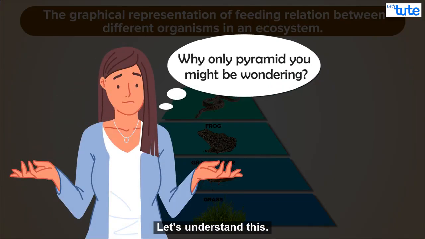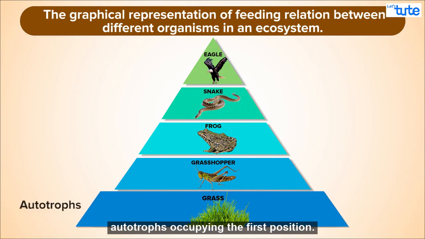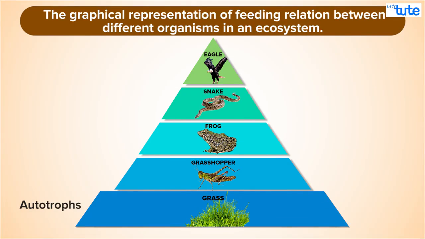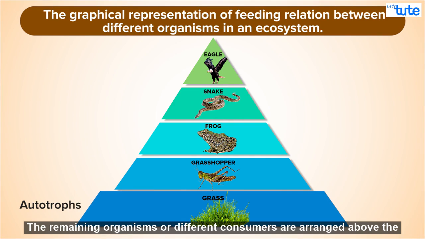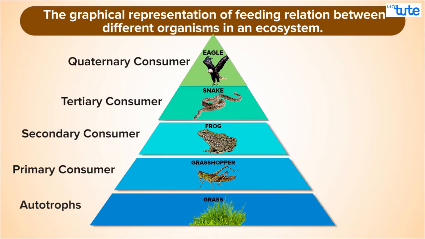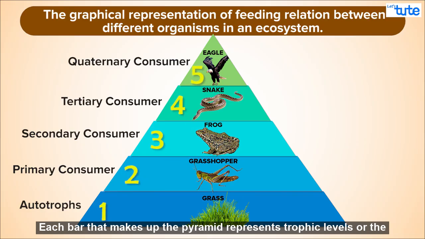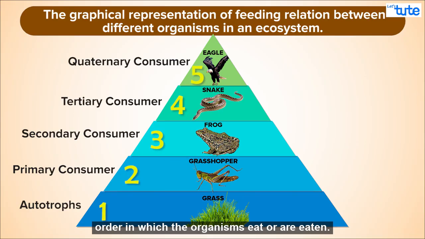Why only pyramid? You might be wondering. Let's understand this. The base of the pyramid is the broadest, with the producers or autotrophs occupying the first position. The remaining organisms or different consumers are arranged above the base. Each bar that makes up the pyramid represents trophic levels, or the order in which the organisms eat or are eaten. It also represents the flow of energy.